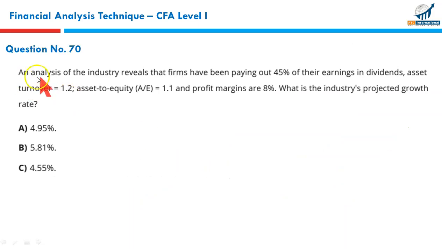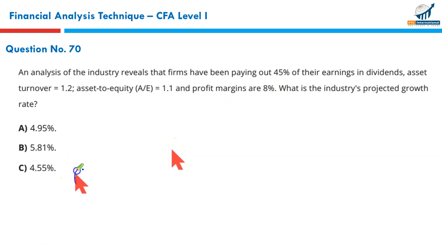Question 70. An analysis of the industry reveals that firms have been paying out 45% of their earnings in dividend. This is called the payout ratio. Assets turnover is 1.2. Assets to equity, called equity leverage or equity multiplier, is 1.1, and the profit margin rate. I'm sure you know what to do. What is the industry's projected growth rate? It is for the whole industry.